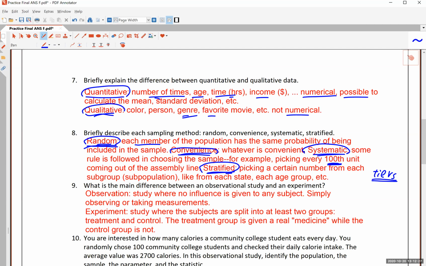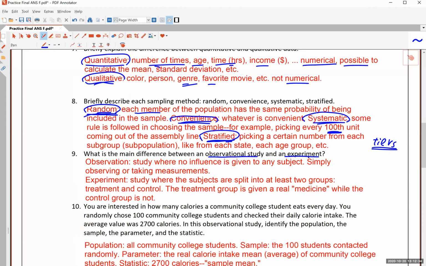All right, number 9, what is the main difference between an observational study and an experiment? Okay, another important distinction for you to remember. Right, an observational study is a study where the researchers do not at all influence the subjects, okay? And you do not treat some of them, and you don't divide the subjects up into a control group and the experimental or treatment group. You simply make observations or take measurements, okay?